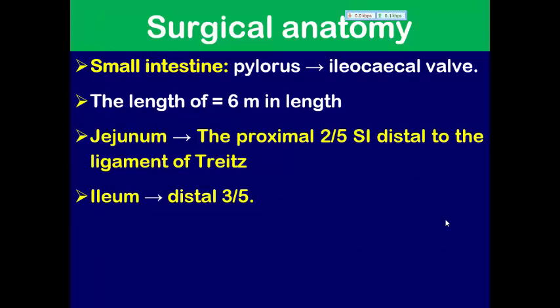Regarding the surgical anatomy of the small intestine, it starts at the pylorus and extends to the ileocecal valve. The length of the small intestine is variable, averaging some 6 meters. This includes the duodenum, which is equal to 25 centimeters. There is no clear anatomic boundary between the jejunum and ileum. The proximal 2/5 of the small intestine, distal to the ligament of Treitz, has been arbitrarily defined as jejunum, and the distal 3/5 as ileum.